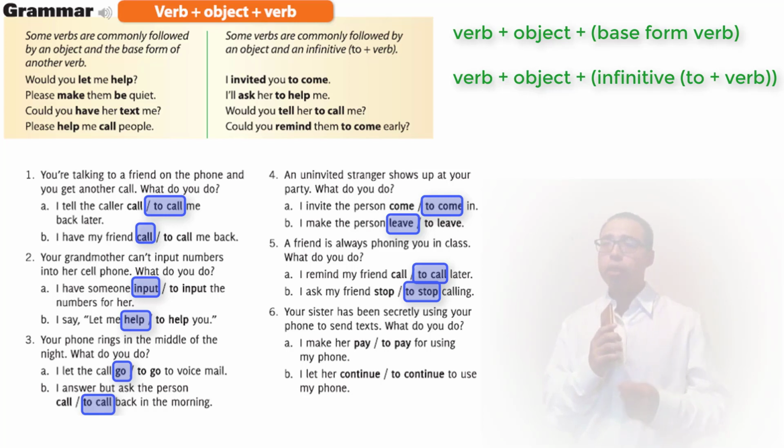Number six. Your sister has been secretly using your phone to send texts. What do you do? I make her pay for using my phone. Now again, we have the word make. B, I let her continue to use my phone.